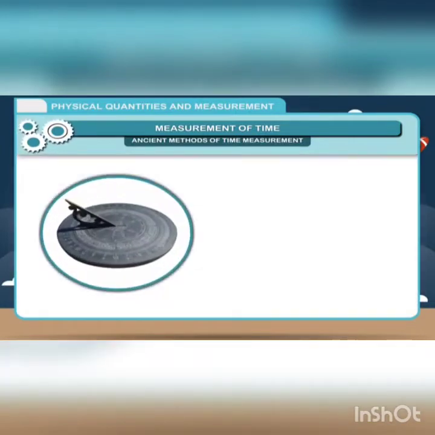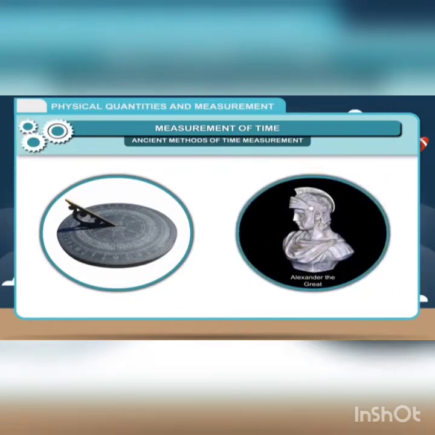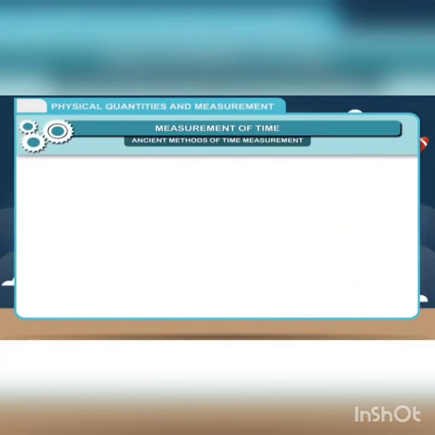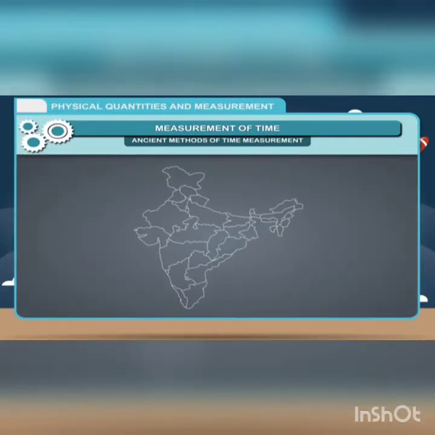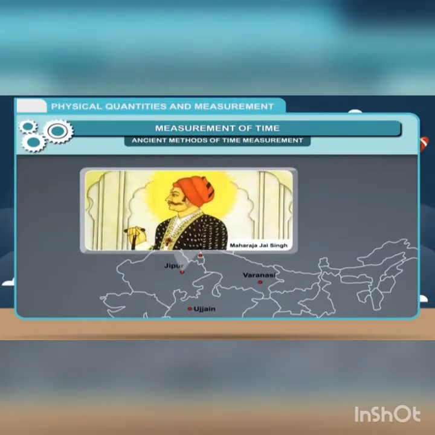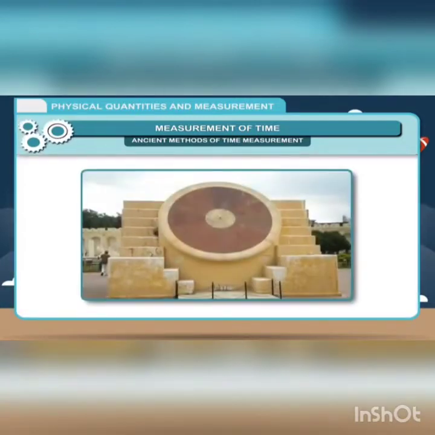The sundial was used to record time in the days of Alexander the Great, 300 BCE. It is based on the fact that the shadow of an object changes its position and length with the position of the sun in the sky. Some historical sundials still exist in India. They are situated in Ujjain, Jaipur, Delhi and Varanasi. They were designed and built by Maharaja Jai Singh of Jaipur. The time indicated by these sundials is correct. However, these do not work after sunset or on cloudy days.